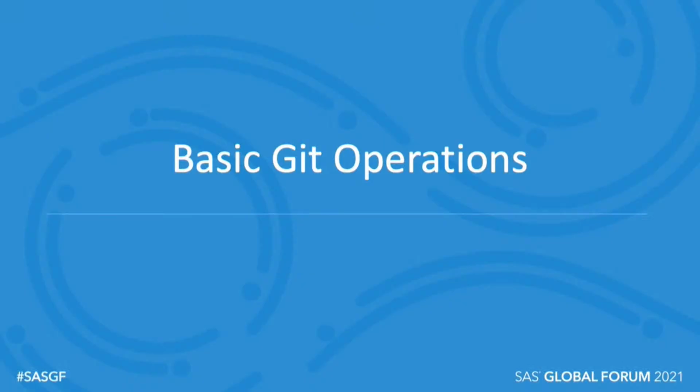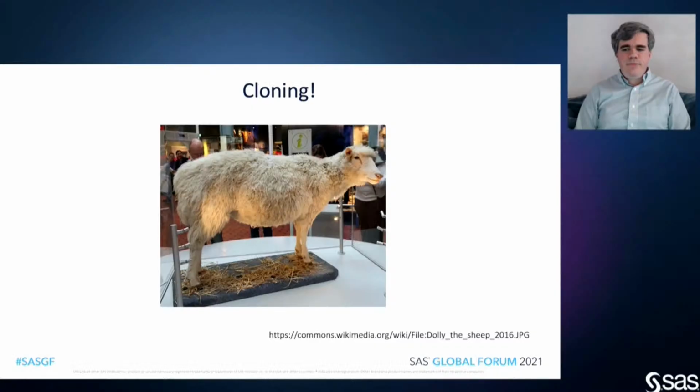Now, let's cover some basic Git operations with the profile we just set up. First, let's talk about cloning. No, we're not talking about Dolly. Cloning with Git refers to the process of creating a new local repository as a copy of an already existing repository on the Git server. It is usually how you will bring your files into your local PC and SAS Studio from your Git server.